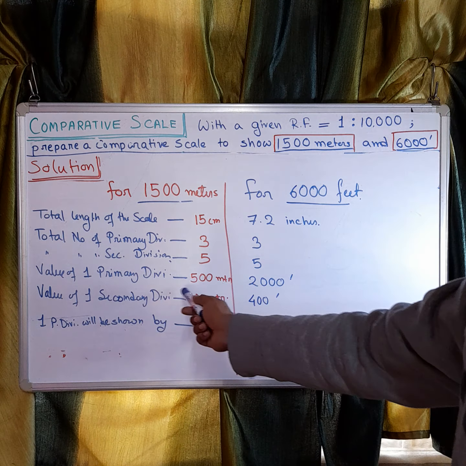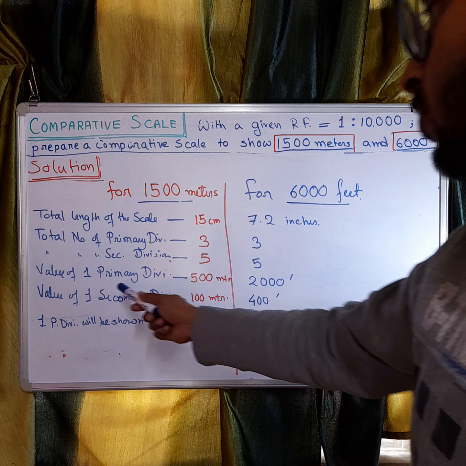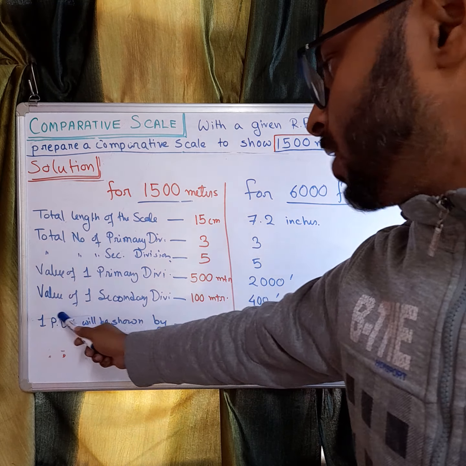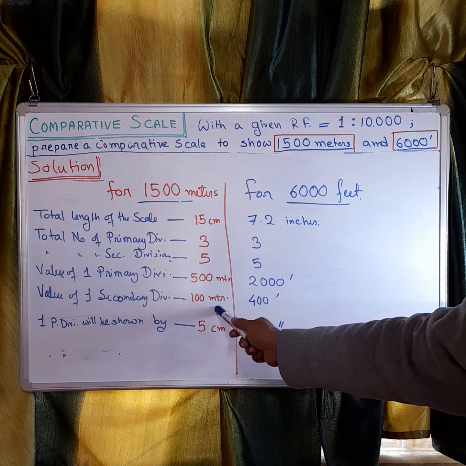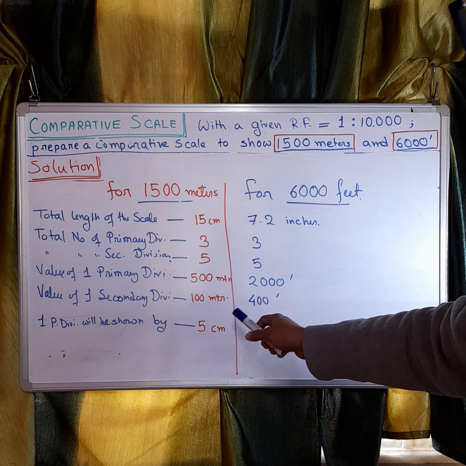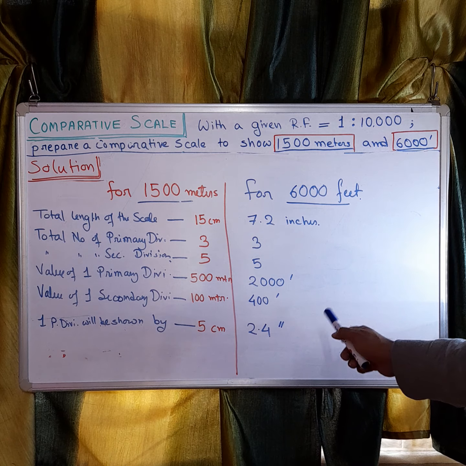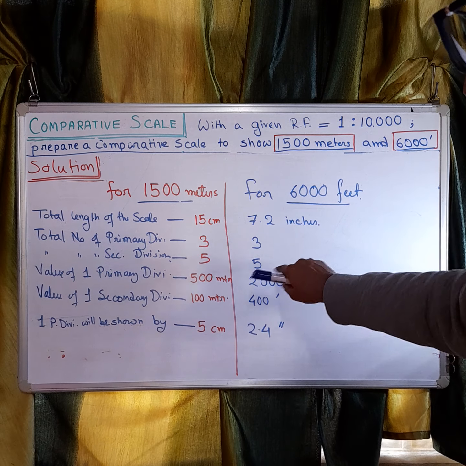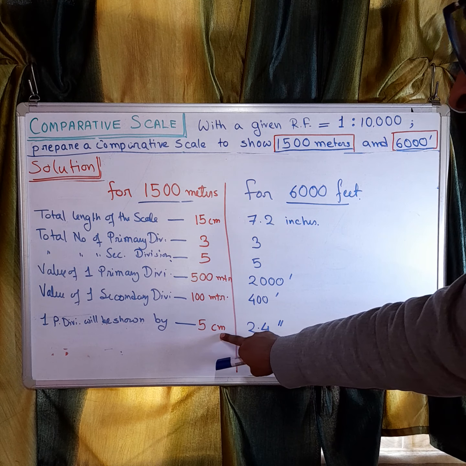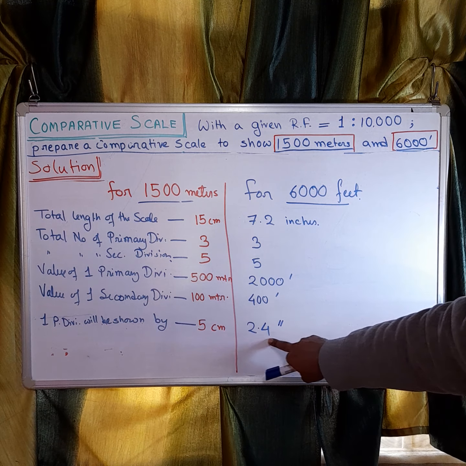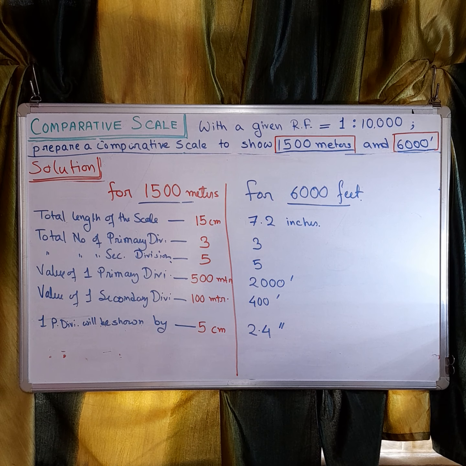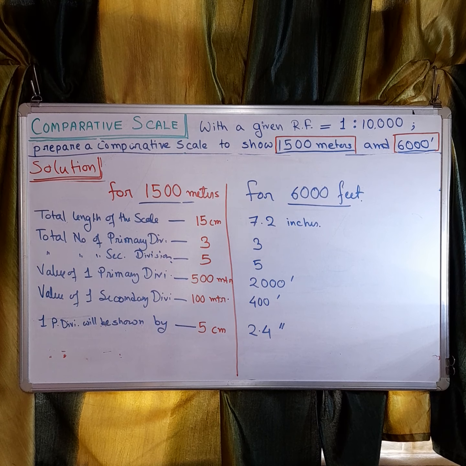Now the value of one primary division is 500 meter for this, and the value of one primary division is 2000 feet for this. The value of one secondary division is 100 meter for this, and the value of one secondary division is 400 feet for this. One primary division will be shown by how much length on the map? 5 centimeter. Here 2.4 inch. Now we will move forward to the drawing, or the construction, of the scale.